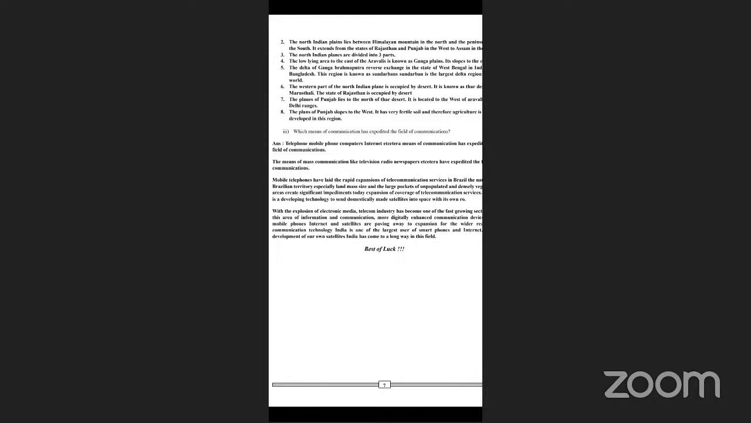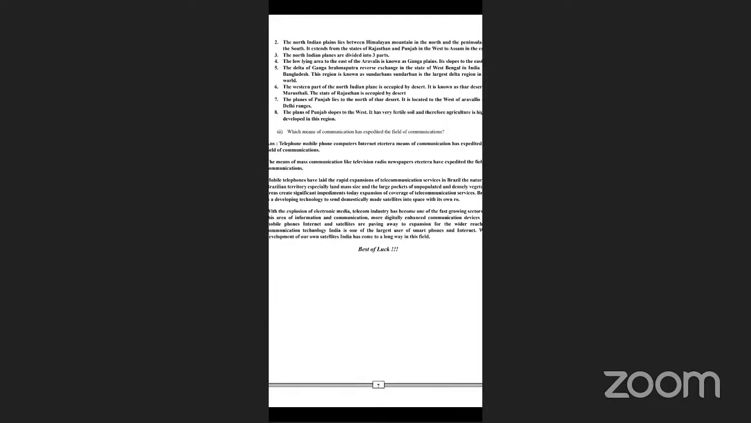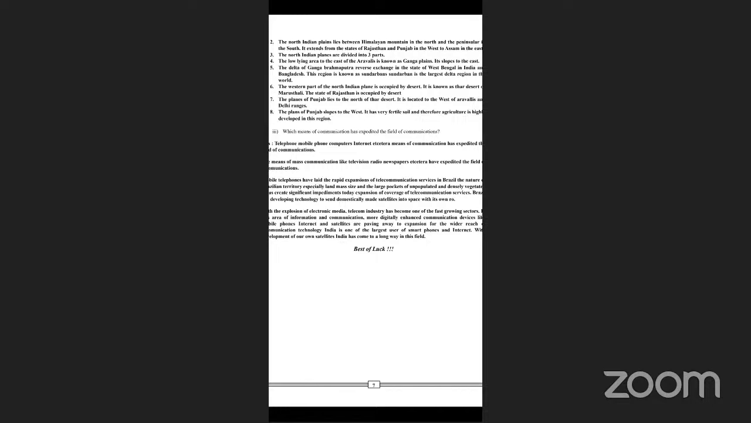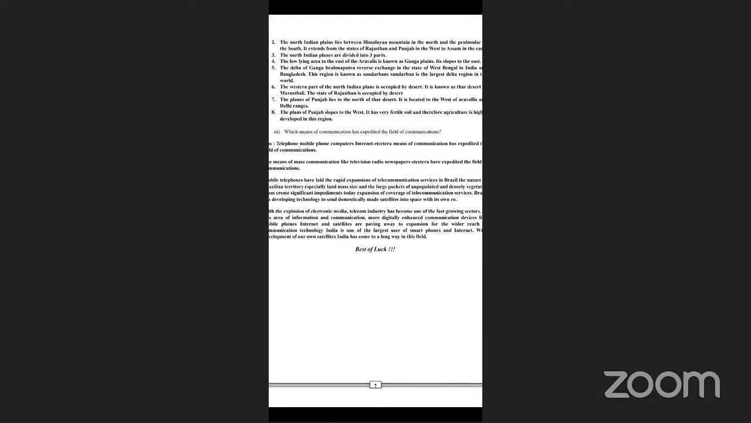See, the low-lying area to the east of Aravalli, which is the central part of the North Indian plains, was largely drained by the Ganga river and its tributaries. So we consider this central part as the Ganga plains, and in its shape, it slopes towards the east. Clear? East. Second thing, the delta of the Ganga Brahmaputra rivers extends into the state of West Bengal in India and also Bangladesh. And this region is known as the Sundarban, and Sundarban is considered to be the world's largest delta region.